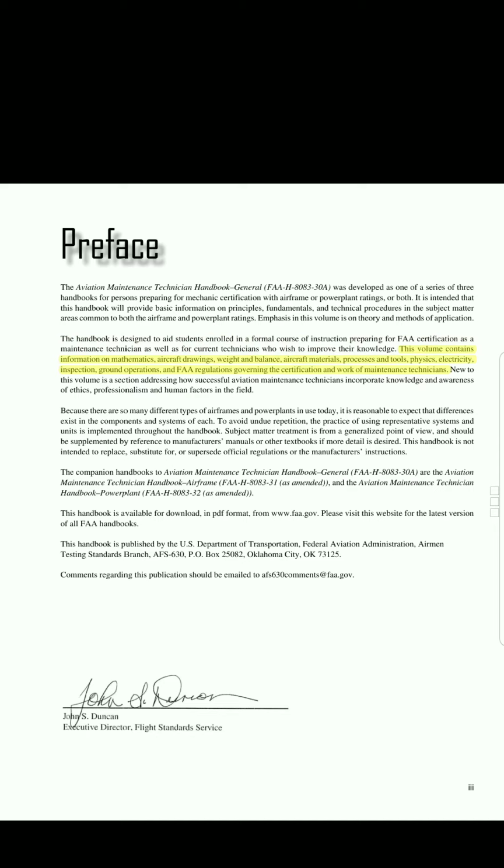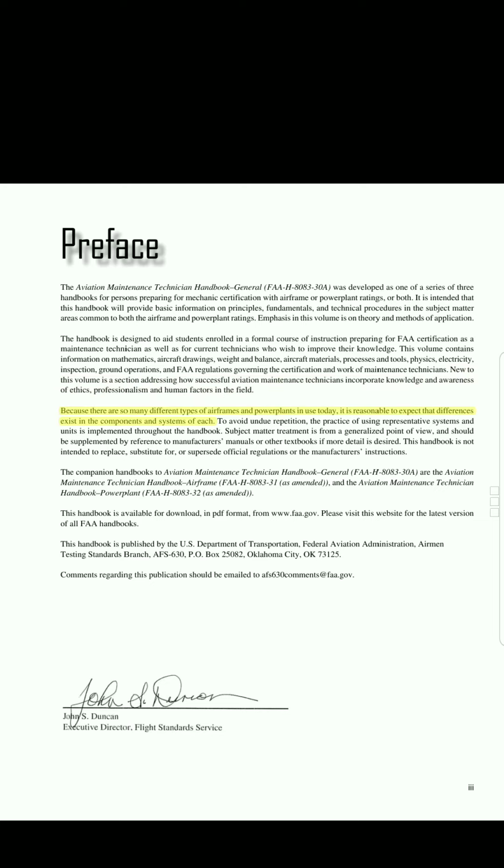This volume contains information on mathematics, aircraft drawings, weight and balance, aircraft materials, processes and tools, physics, electricity, inspection, ground operations, and FAA regulations governing the certification and work of maintenance technicians. New to this volume is a section addressing how successful aviation maintenance technicians incorporate knowledge and awareness of ethics, professionalism and human factors in the field.